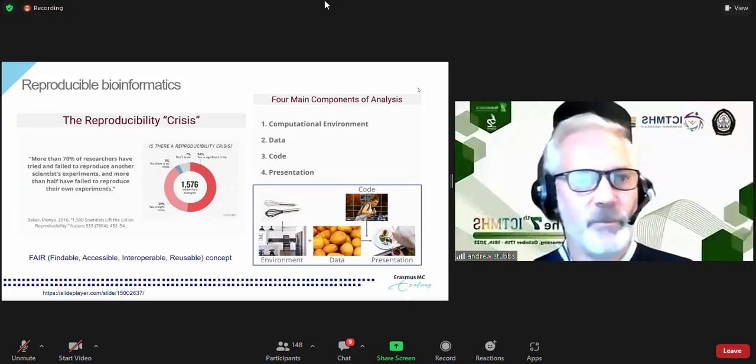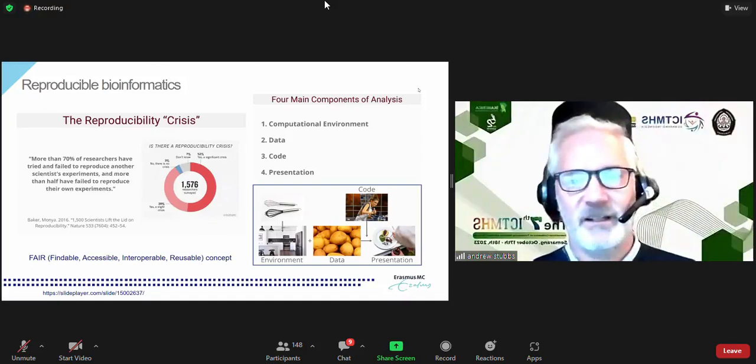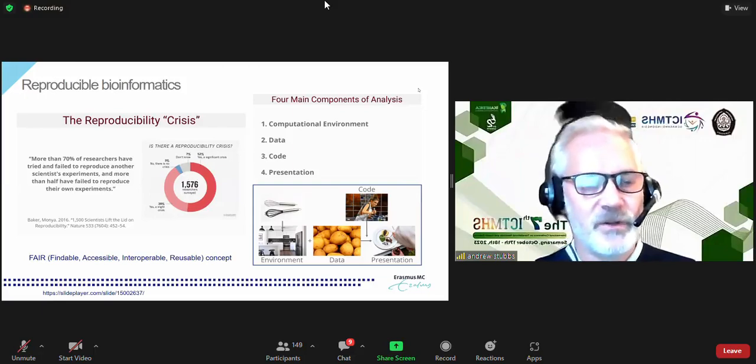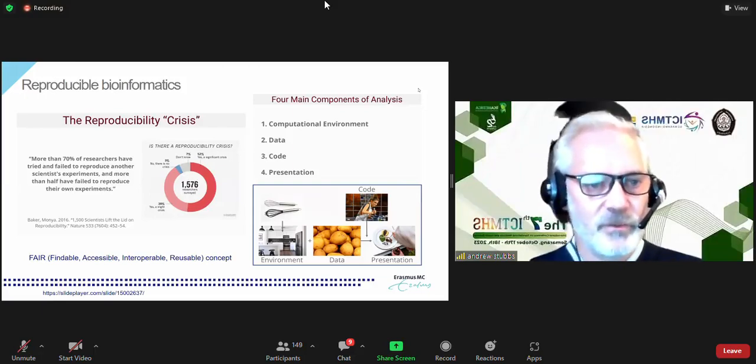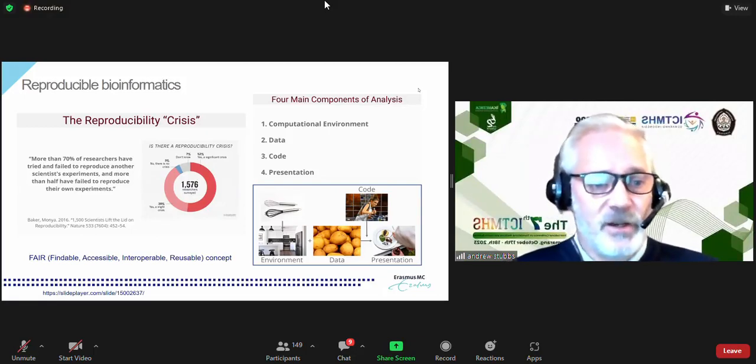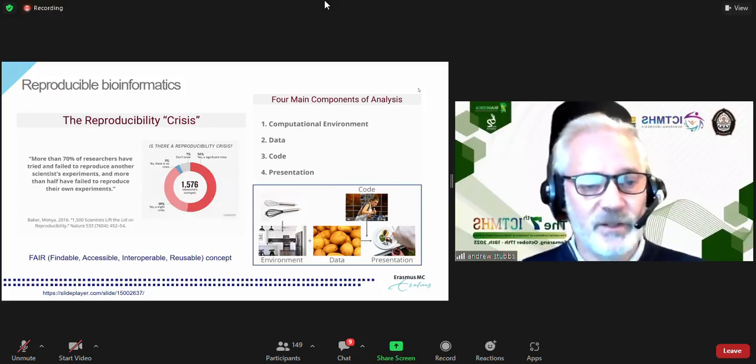There is a reproducibility crisis. And the problem we have is that people write lots of different code. It's stored in different places, and it's not easily reproducible. Ourselves and our own group have tried to reproduce some experiments, and it's quite difficult to do this. So there's a concept called FAIR: findable, accessible, interoperable, and reusable.